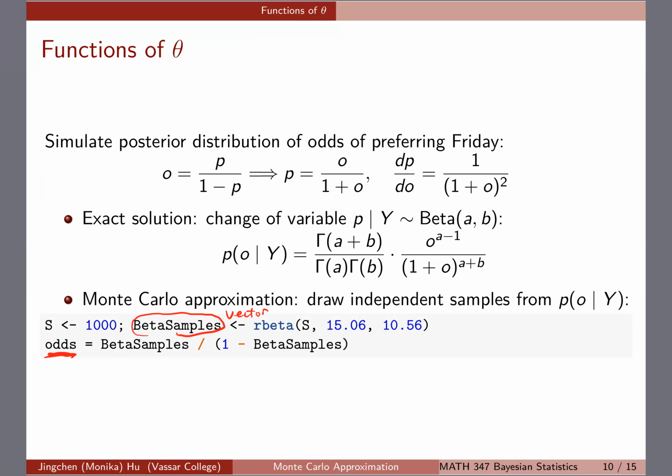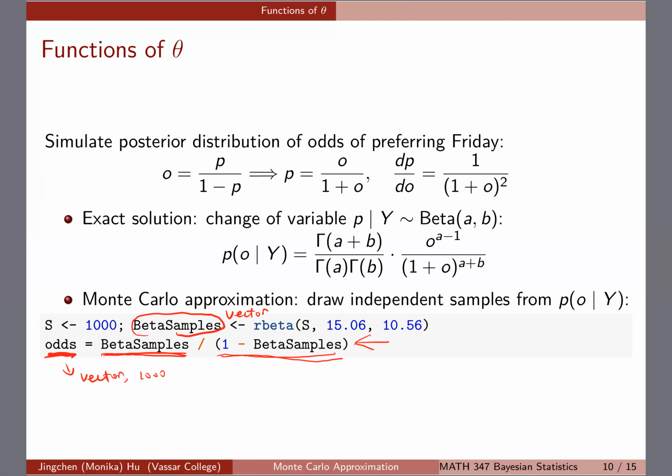Beta 15.06 and then 10.56. R operates on a vector element by element. So this line is doing, for each beta draw that I have for the P, I'm taking its odds, P over 1 minus P. So by doing this line, I'm having a vector again of length 1,000, and each of them is a draw of the odds.